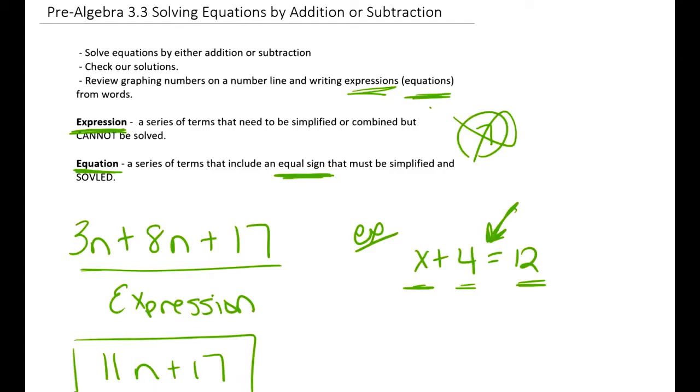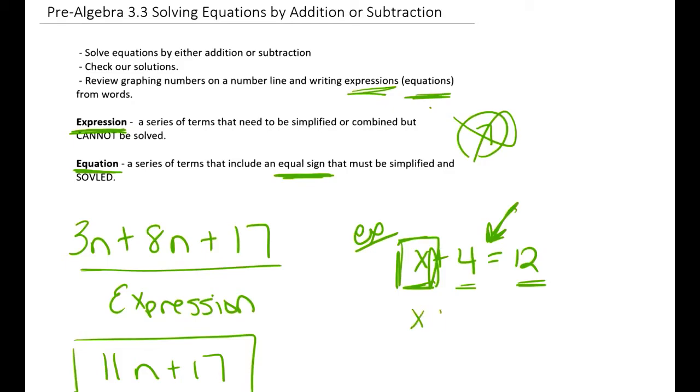In this section, we're learning how to solve equations by addition or subtraction. The idea when solving equations is that we're trying to isolate our variable x. He's the enemy, and we want him by himself. So in order to do that, we've got to maneuver terms away from him. And there's certain rules we have to follow in order to be able to do that.